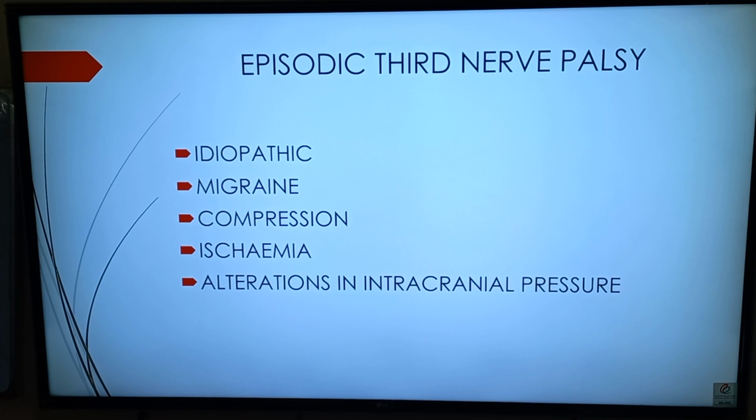Then there can be episodic third nerve palsy, in which periodic symptoms of third nerve palsy come, and then they resolve after some time. It can be idiopathic, it can be due to migraine, it can be due to compression, ischemia, and it can also be due to alterations in the intracranial pressure.